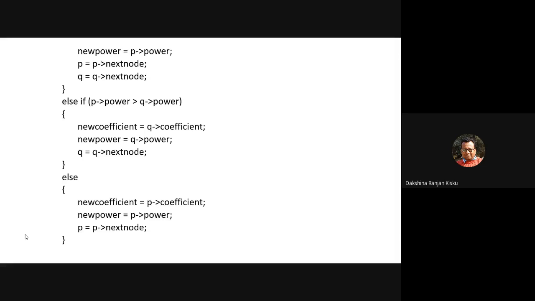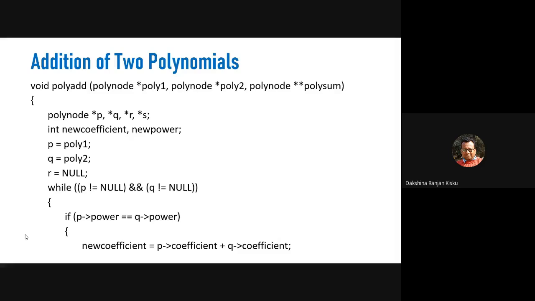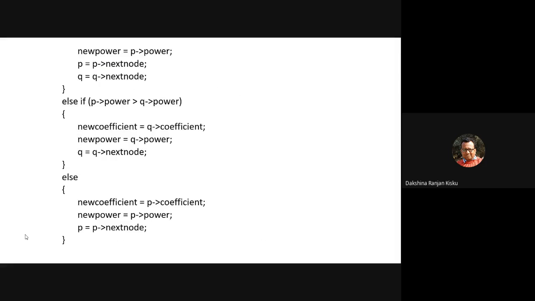So this is for the equal case. That means when we have the same exponent part in both the terms, then we can have these steps. Otherwise, if p power is found to be greater than q power, then we will assign q coefficient to new coefficient.